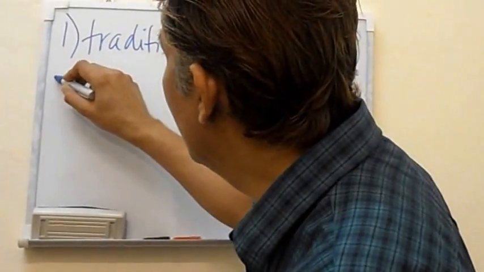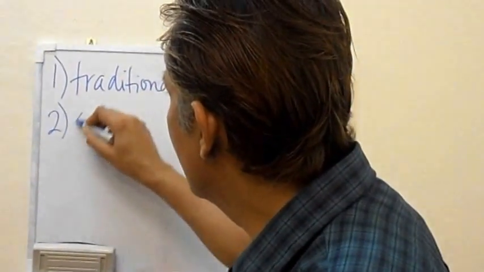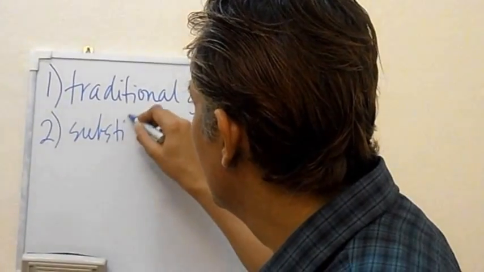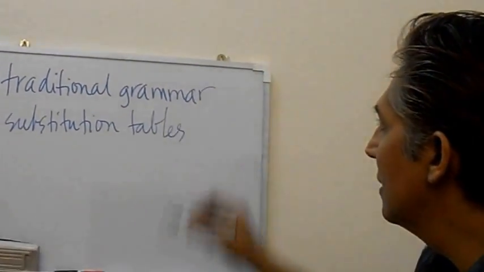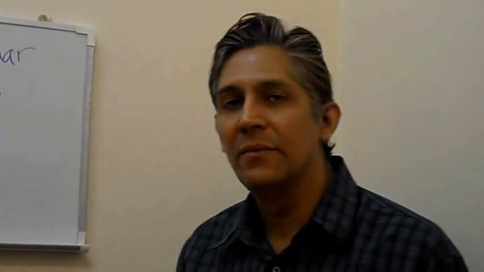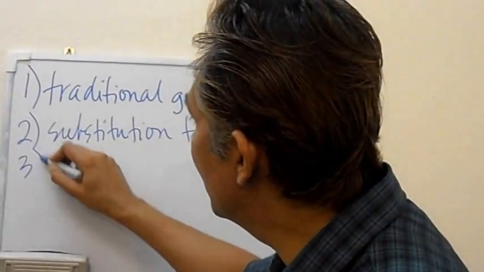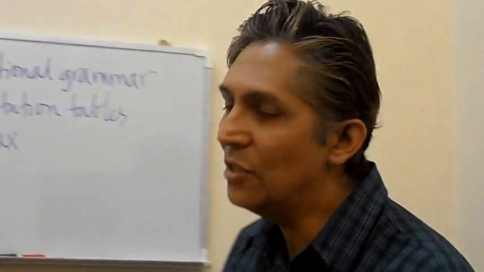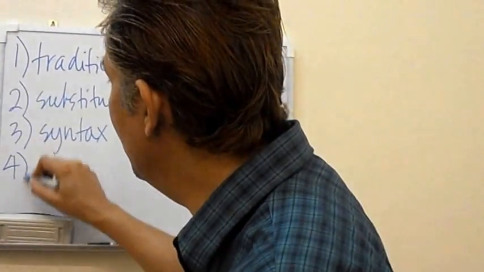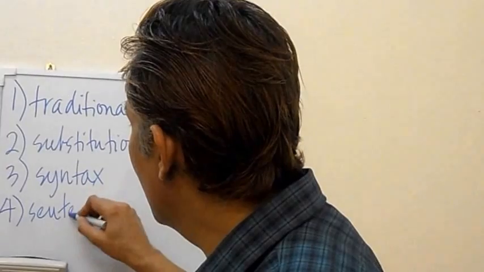And the second ingredient is substitution tables. Language is a matter of habit. When we instill the right habits to learn English, it becomes second nature. And the third is syntax. Syntax is the arrangement of words in the English language, the clear arrangement of words. And the fourth ingredient is sentence structures.